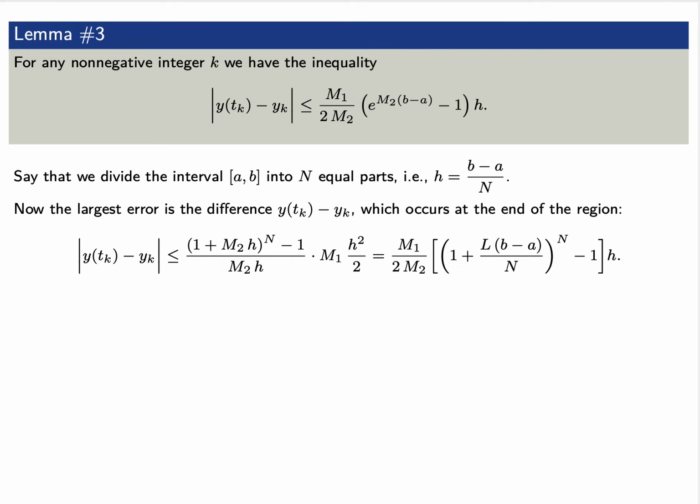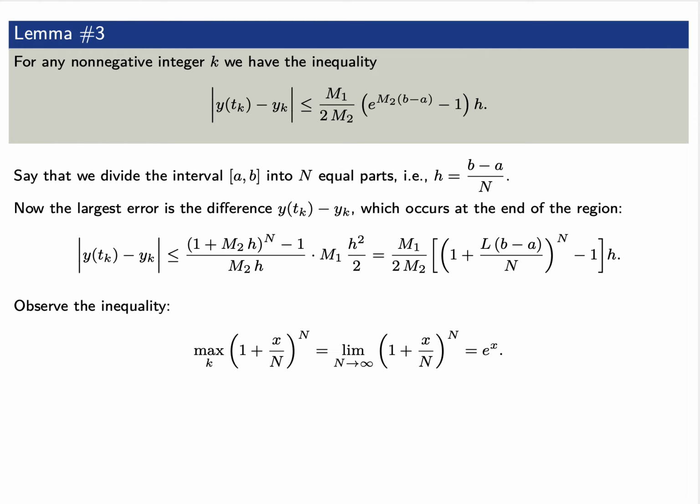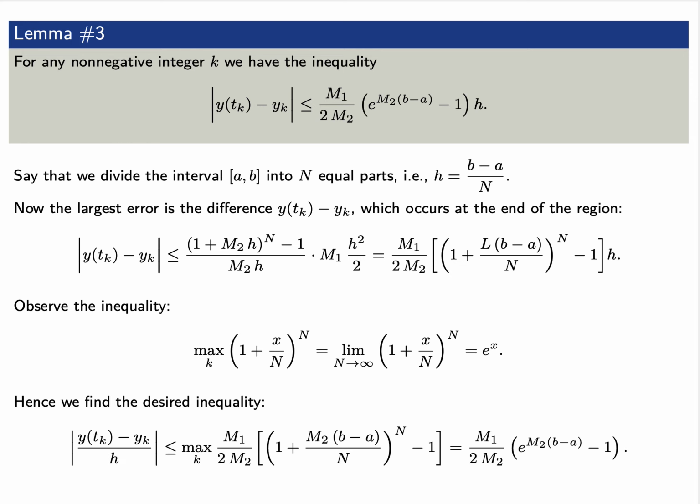This means that the error, namely y evaluated at t sub k minus y sub k, is less than or equal to the expression that you see here on your screen. Now, if we realize that 1 plus x over n raised to the n is approximately equal to e to the x, our exponential, then we can piece all of this together to see that our error term divided by h is less than or equal to the constant that we discussed before, m1 divided by twice m2 times e to the m2 times b minus a, minus 1. This concludes the proof.